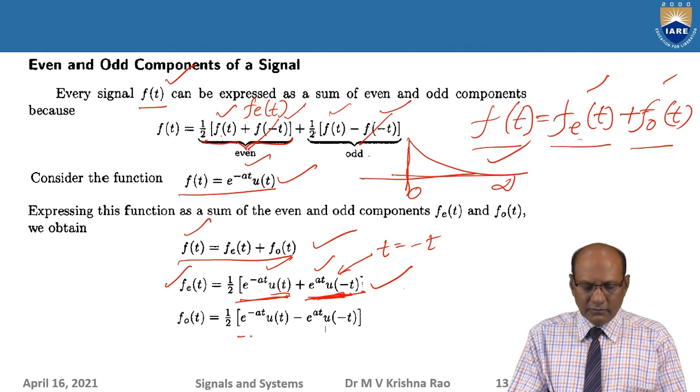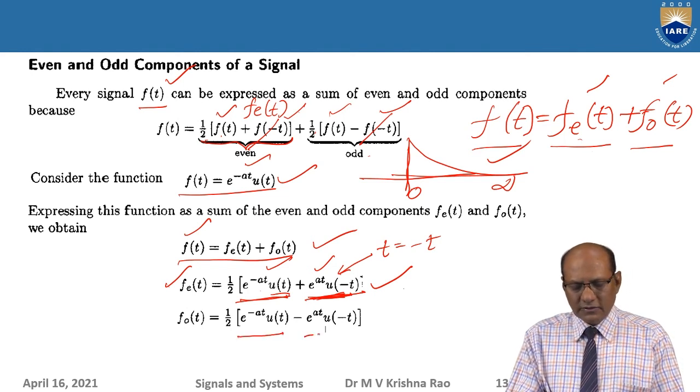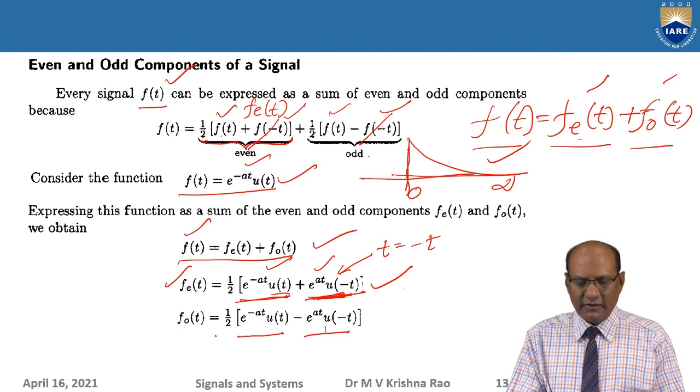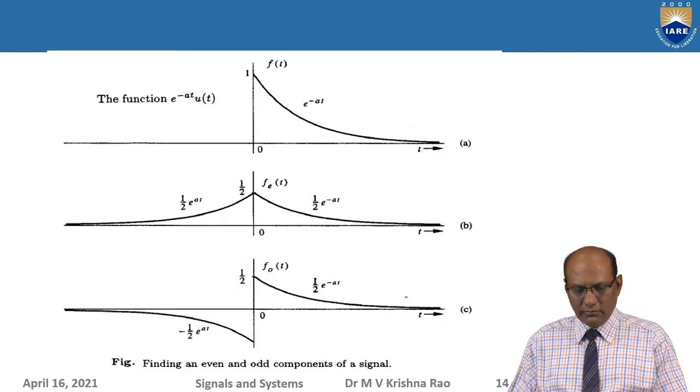Similarly, take the original function, subtract the time inverted function, the mirror image, from the original function, then divide by 2. You will get the odd function.